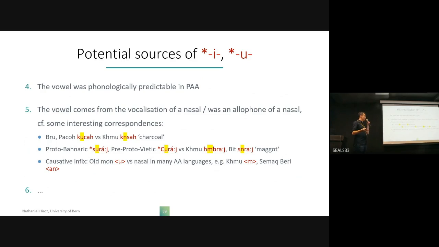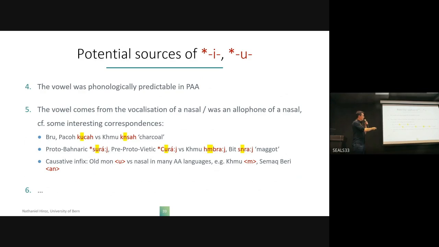Or maybe it was phonologically predictable. Maybe there was a rule in Proto-Austroasiatic that, in the word for leaf, a sequence had to have a phonetic U in between. There was some rule, but that we don't know of. So this could explain also some cases.